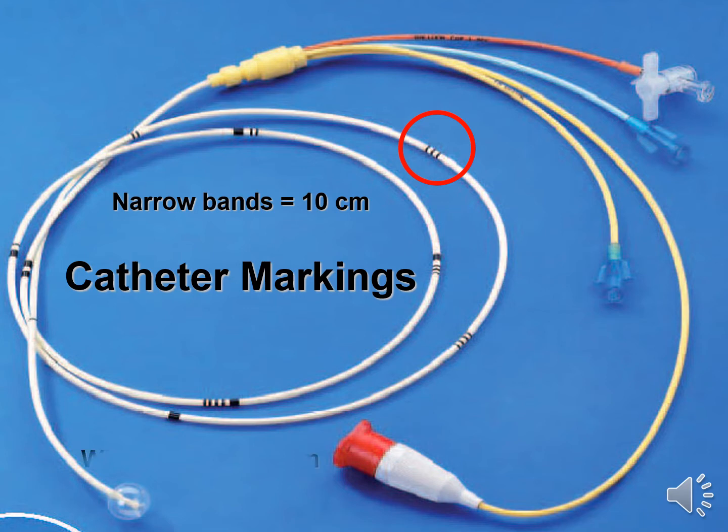Then you've got wide bands, and the wide bands equal 50 centimetres. So therefore we can see a wide band from the tip of the catheter, it's about halfway. Then at the end of the catheter you've got 100, and then right at the end of the catheter you've got 110 centimetres.